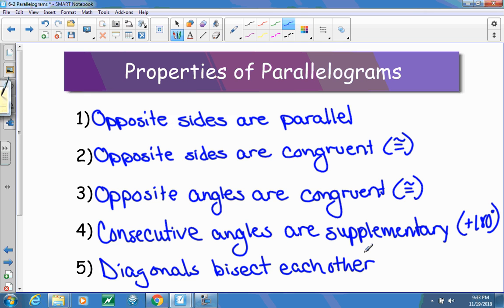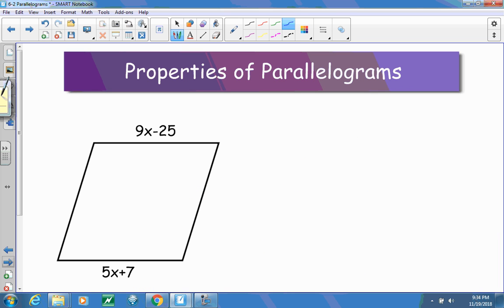All right, so those are the five properties that we're going to look at. I'm going to take a look at just three examples real quick that you'll be looking at coming up on your assignment using these properties. So the first one is right here.